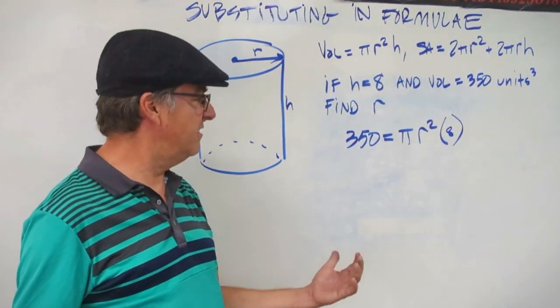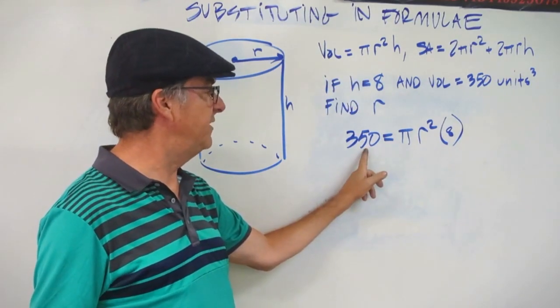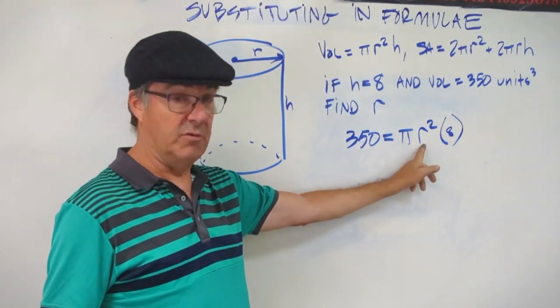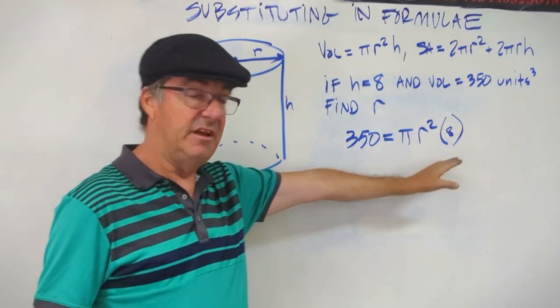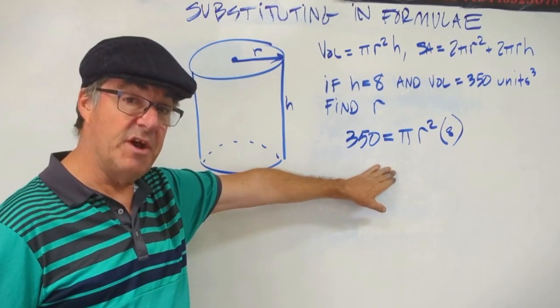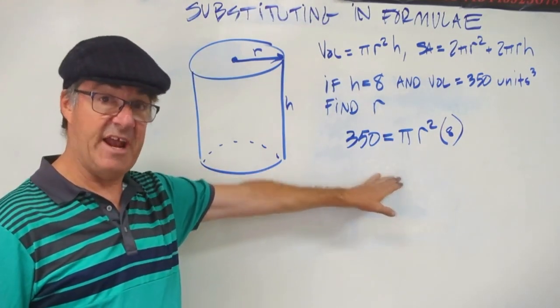All right, check it out. I plugged in my volume for the volume here. That's 350 pi r squared. We don't know what r is, so that stays as r squared. My h is 8. Now, rearrange this equation to solve for r. Just plain old r. Do that and come back.